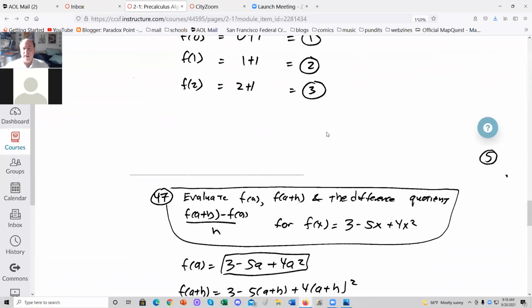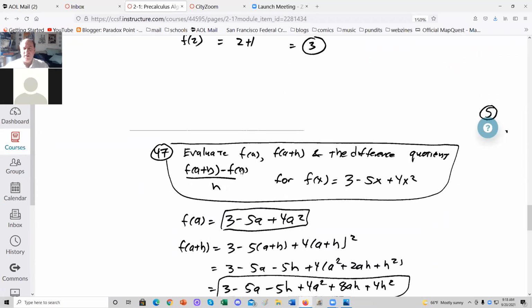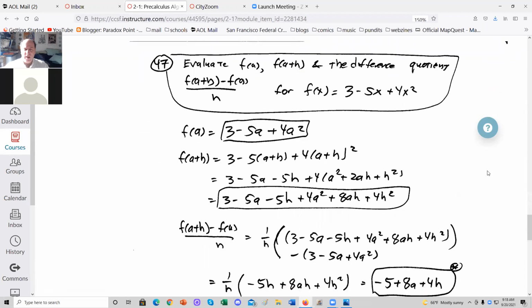All right, find f of a, f of a plus h, and the difference quotient for f of x equals 3 minus 5x plus 4x squared. Okay, f of a, just substituted in, is 3 minus 5a plus 4a squared, that's easy enough. F of a plus h, you put in a plus h wherever the x is. 3 minus 5 times a plus h plus 4 times a plus h all squared. Distribute the 5, expand a plus h squared, distribute the 4, and you get 3 minus 5a minus 5h plus 4a squared plus 8ah plus 4h squared.